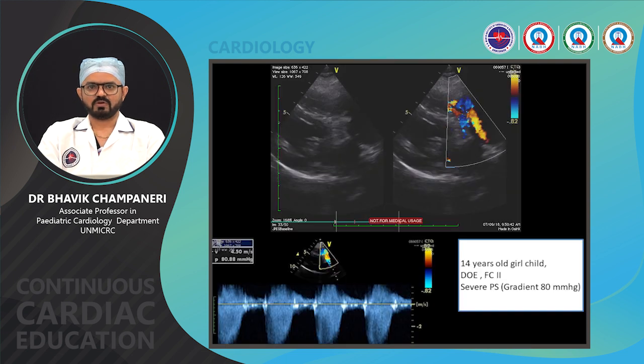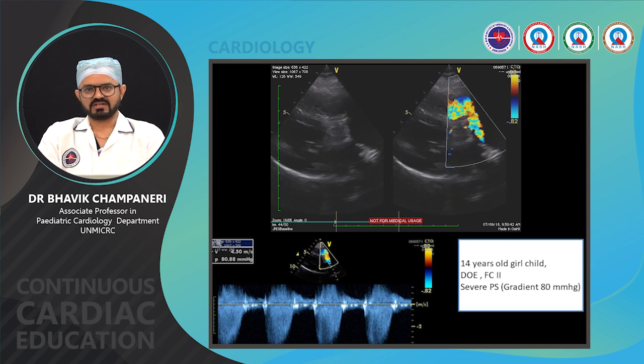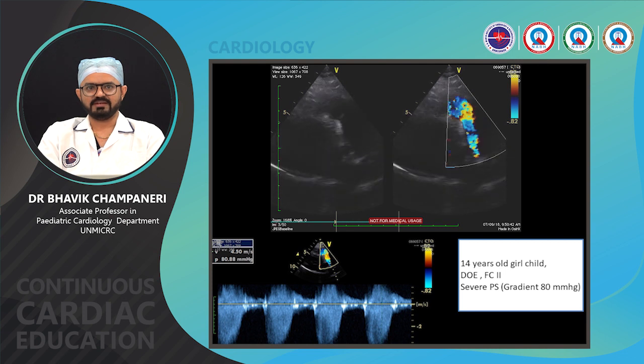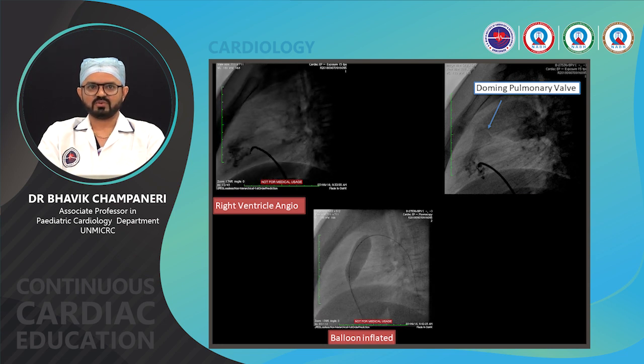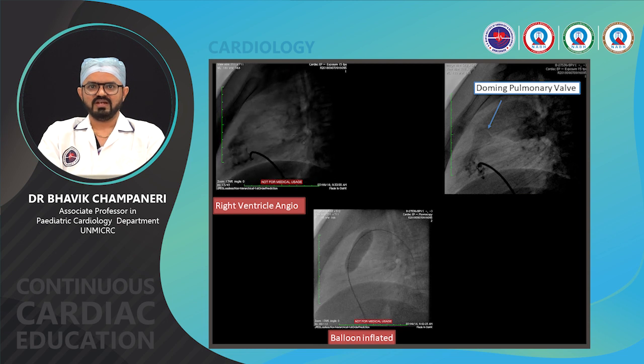This is an example of a 14-year-old girl who had dyspnea on exertion. She has functional class 2 symptoms and severe pulmonary stenosis with a gradient of 80 mm of mercury, as you can see in this Doppler. The patient was taken into the cath lab. This is a lateral projection where an end hole catheter is taken into the right ventricle through the femoral vein, IVC, RA and RV. RV angio is being performed, and this is how the doming pulmonary valve looks, and we measure the pulmonary annulus here, and the balloon pulmonary valvotomy procedure is being performed.